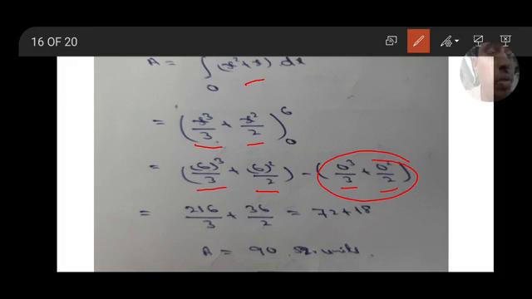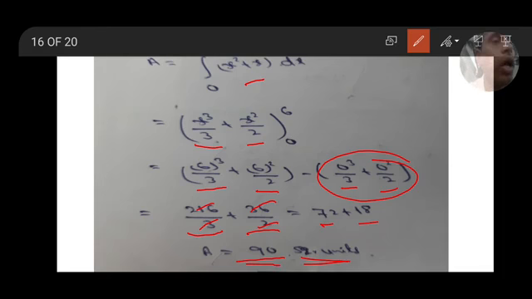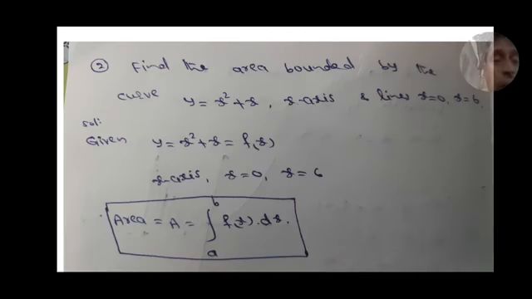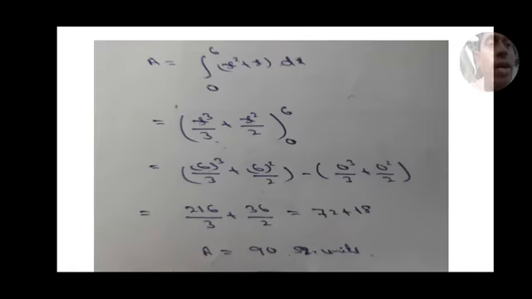This total is 0. 6 cube means 216 by 3, 6 square means 36 by 2, this is 72, this is 18. 72 plus 18, that is 90 square units. Okay. Here also it is a boundary with the x axis, therefore the formula is area capital A equal to integration a to b f of x dx, or integration a to b y dx. Given x equal to 0, x equal to 6, or a equal to 0, b equal to 6, substitute in the formula, we get the answer.